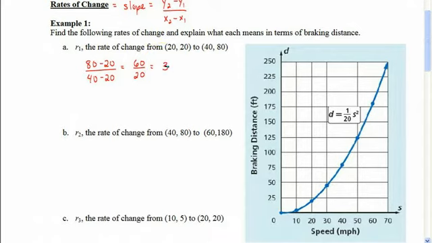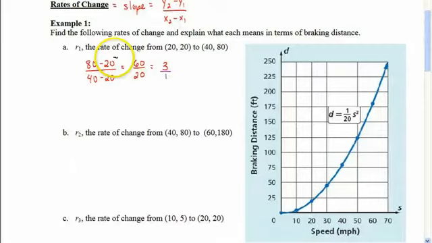But remember, this is a story problem. So we want to make sure that when it asks us to explain what each answer means in terms of braking distance, that we're answering the question. And just saying 3 doesn't really explain much. But remember, back in elementary school, they taught us that if we had 3 over 1, we could simplify that to be just 3. We need to keep that in mind because that'll help us interpret this answer.